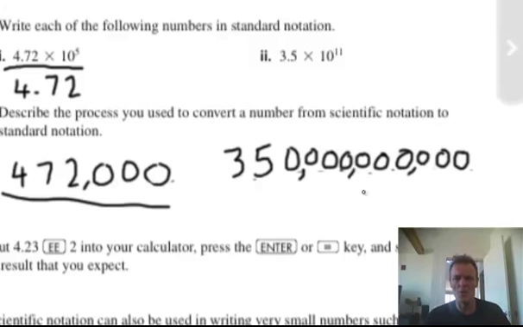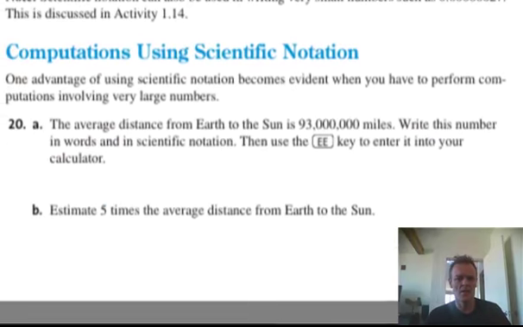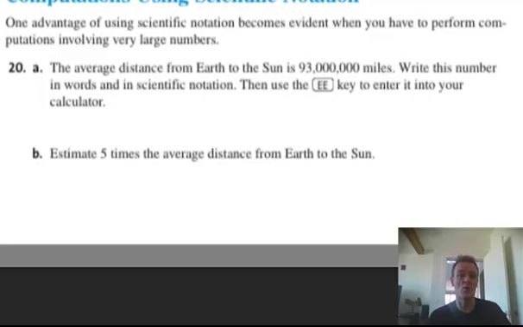How about actual computations? Look down here. This is where it really comes in useful. Earth to the Sun, 93 million miles. If I write that in scientific notation, it's going to be 9.3 times 10 to the, here we go, 1, 2, 3, 4, 5, 6, 7. Times 10 to the 7. That's where it is. 9.3 times 10 to the 7 miles.